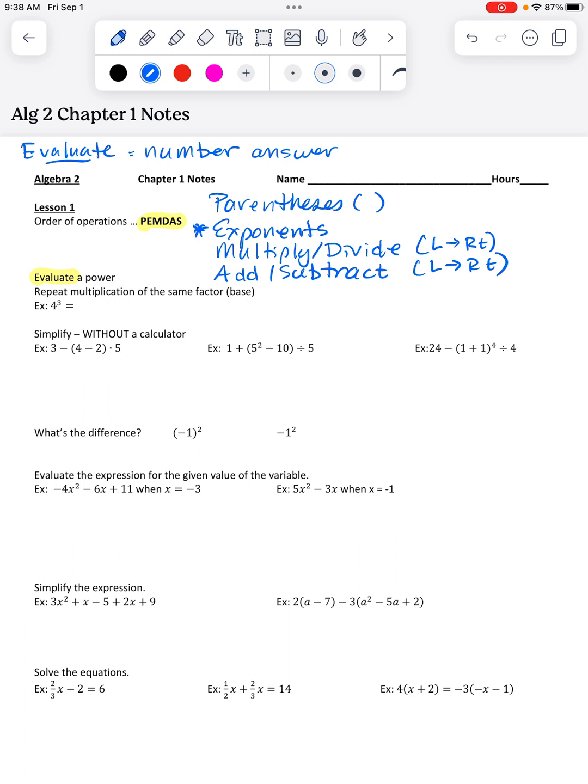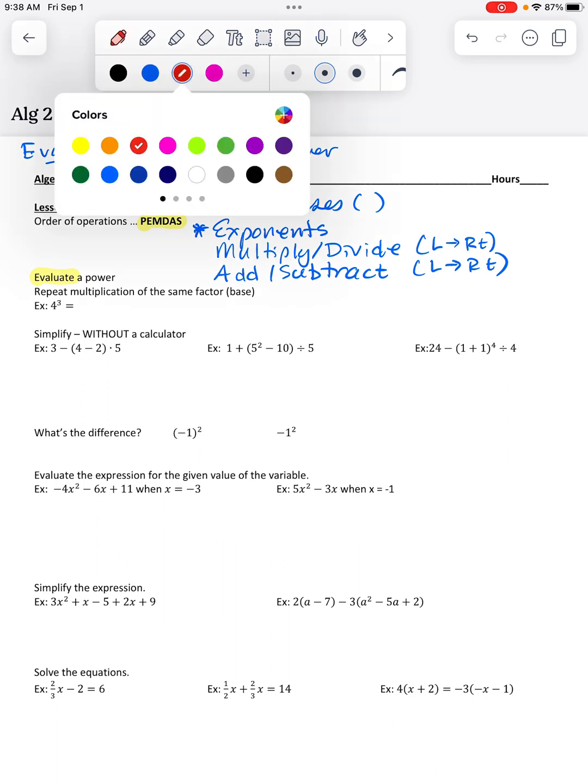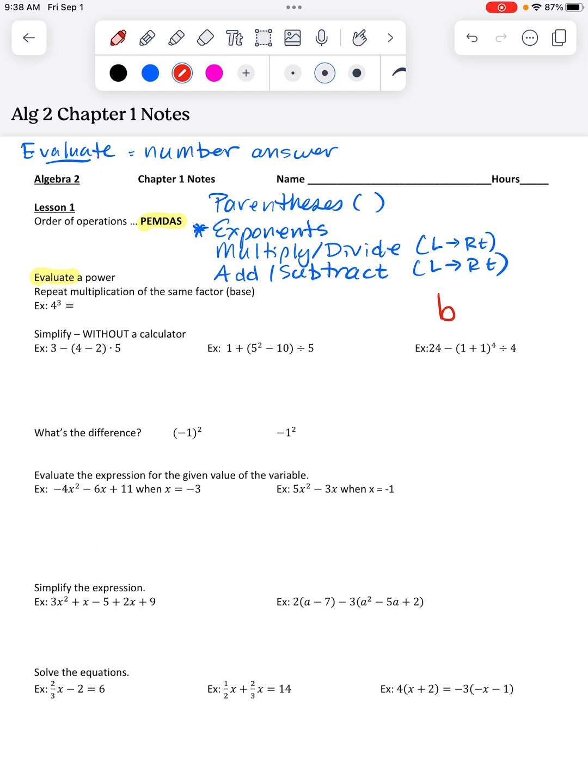So let's review powers a little bit. When you have a power, you're going to have a number at the bottom, and then you're going to have the power that's up in what we call a superscript. So this is your power, and this is known as the base. The power tells you how many times to repeat. So this is your number of repeats. And this base is the thing that gets repeated. So it's telling you what to repeat and how many times.